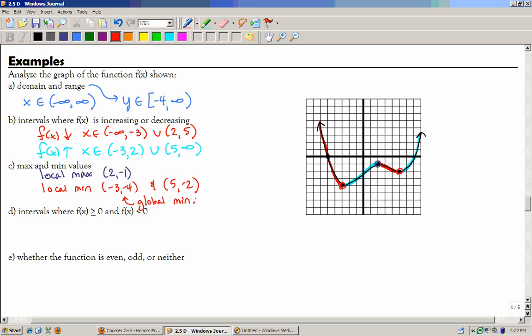Intervals where the function is greater than or equal to 0. We're looking for the values of the function where the y values are equal to the x-axis or above. That happens from over here and above, at this point and above. So you have to find those x-intercepts. So our function is greater than or equal to 0 for the x values from negative infinity all the way to this point, including this point because it's equal to it, at -5. So you have to put the closed bracket to include it.